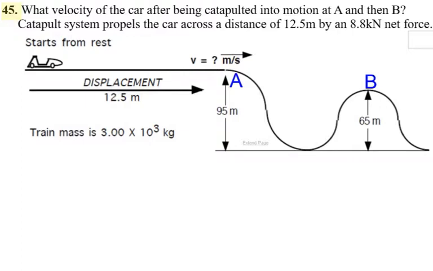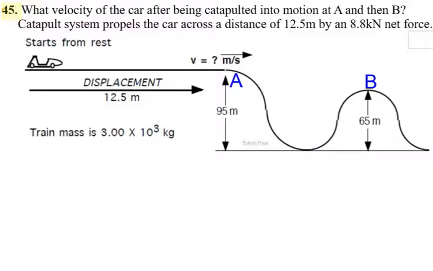So we're starting this video with two questions. The first one was challenging, but the second one is somewhat challenging. So let's underline everything that is given in this question. What is the velocity of the car after being catapulted into motion at point A and then B? The catapult system propels the car across a distance of 12.5 meters by a net force of 8.8 kilonewtons.